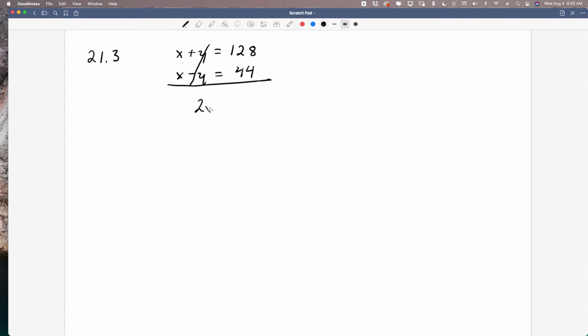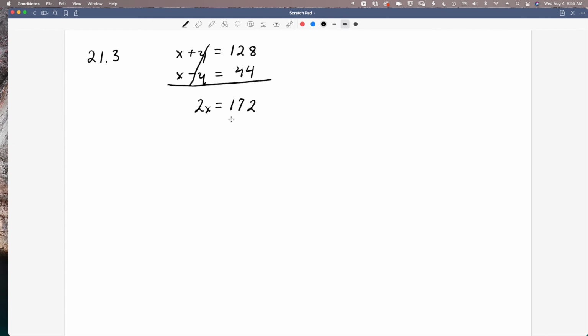And we have 2x is equal to, sorry, excuse me. 2x is equal, and those are both positive, to 172. I had to clear my throat there. Sorry about that. I'm still getting over this cold.